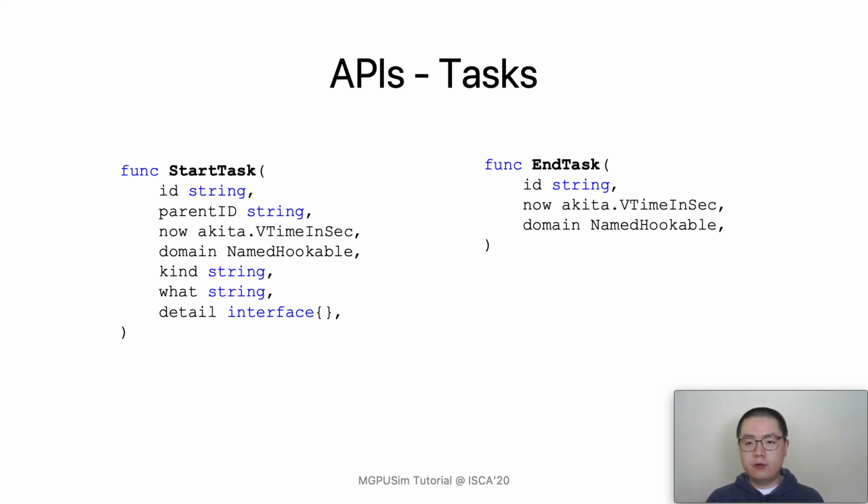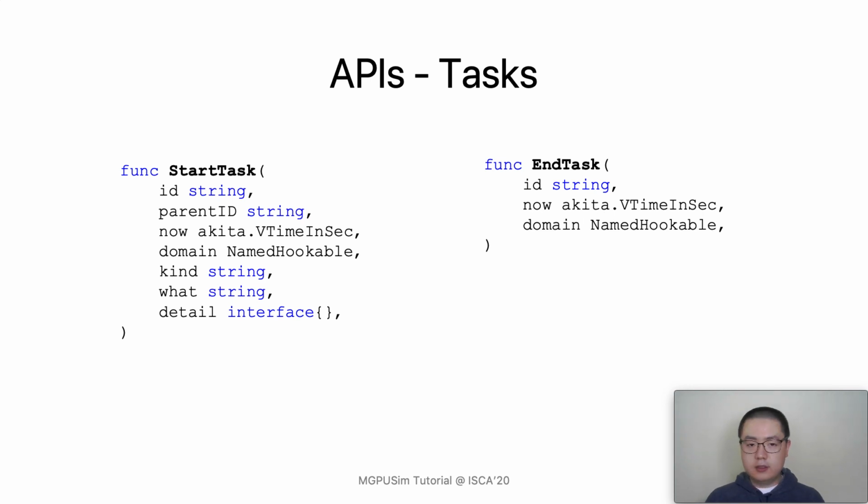For example, if you want to start a task, you simply call this start task API. Then you provide information about this task. Then it will be recorded to either a database, or to memory, or to a file. Now when this task is completed, call this end task. Then the end time will be recorded.